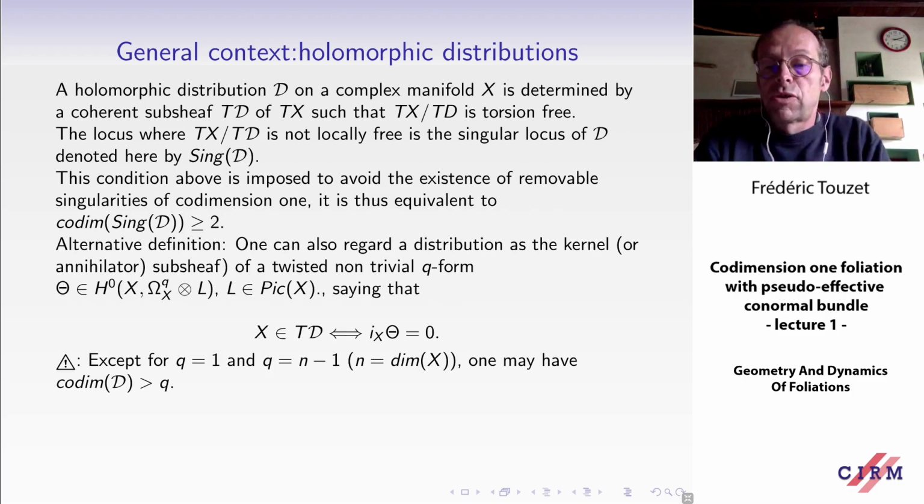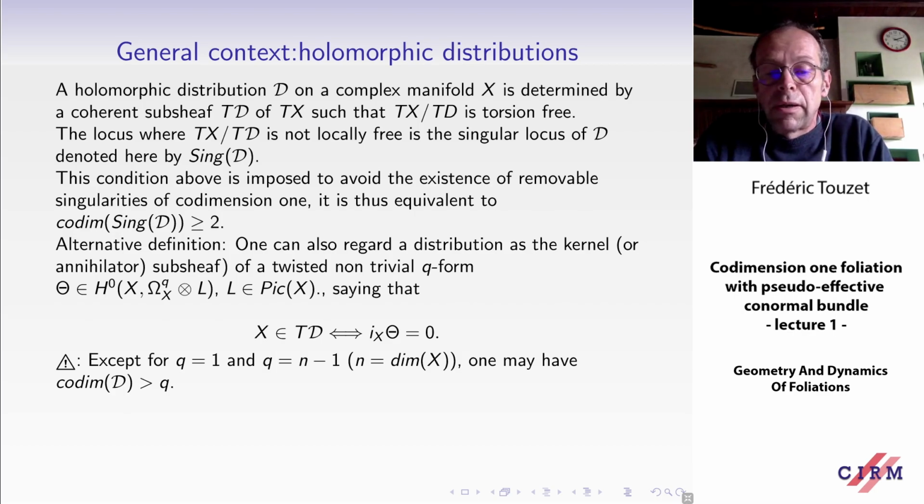Alternatively, we can define distributions as the kernel of a twisted non-trivial q-form theta, twisted by a line bundle L, and say that a local vector field X is tangent to the distribution if the contraction of theta by X is equal to 0. We also have to pay attention that, conversely, a twisted q-form does not necessarily define a distribution of codimension q.